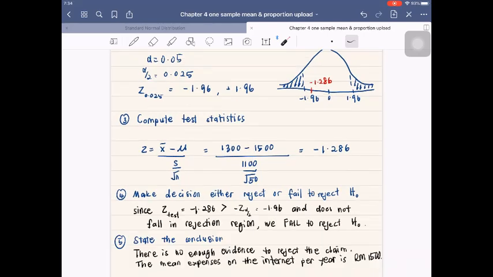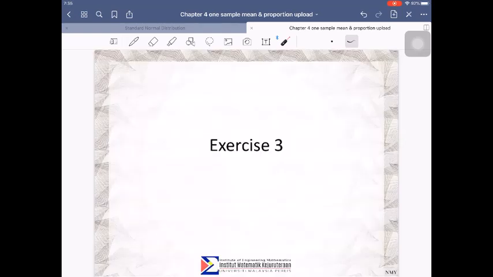After we make our decision, we need to state our conclusion. Since we fail to reject H null, there is not enough evidence to reject the claim. The mean expenses on the internet per year is 1,500. You can try to solve all the questions in exercise 3.